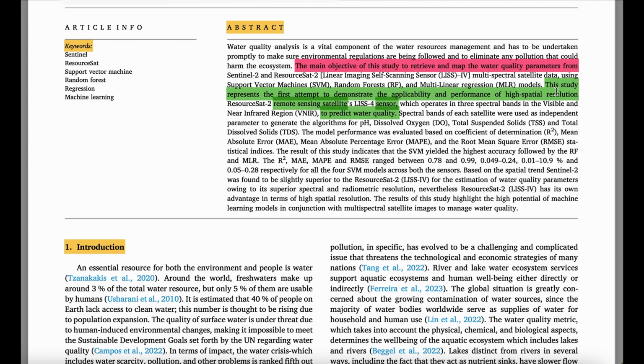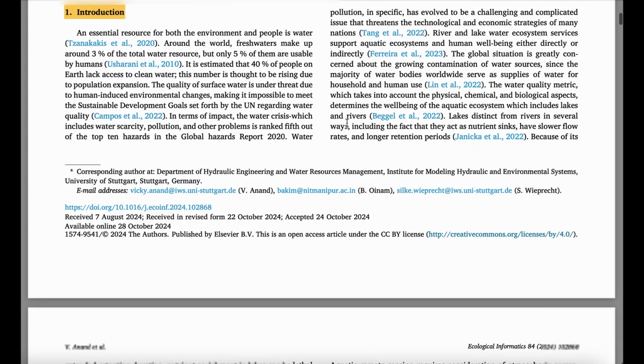All right. How they carried out this study represents the first attempt to demonstrate the applicability and performance of high spatial resolution remote sensing satellite sensor to predict water quality. So it's another indication that this was a research study, an experimental study, that the authors actually brought new results and new discussion into the research community, because this was the first attempt to demonstrate the applicability and performance. So this sentence already indicates the novelty of the present article.